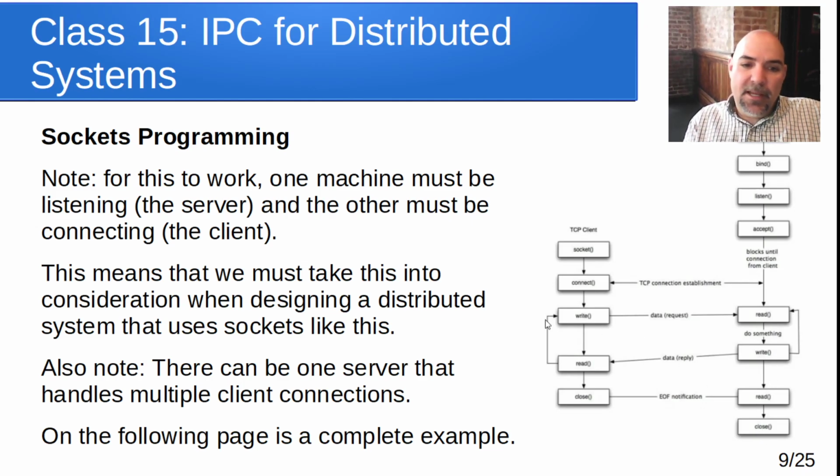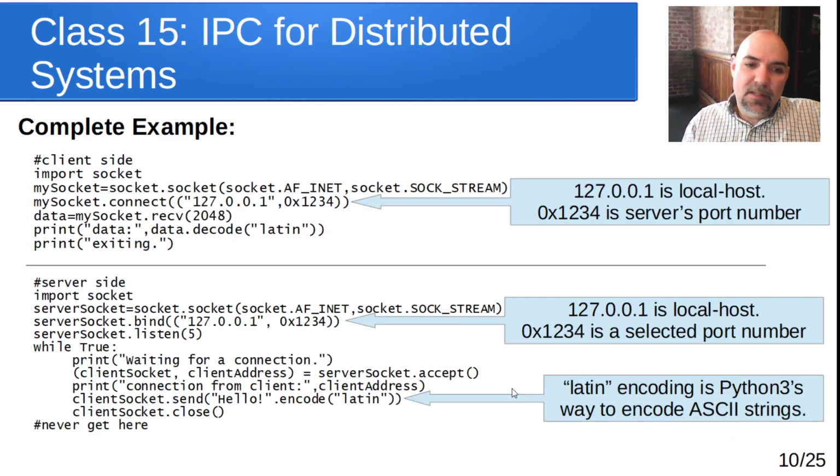Now on the client end, when we connect, we don't have to bind, we don't have to listen. We just do a socket, we make a connection with connect, and then we write, we read however many times we want to or need to, and then we close it when we're done. So the following page, there's going to be a client and server example. So you could actually write this code and try it.